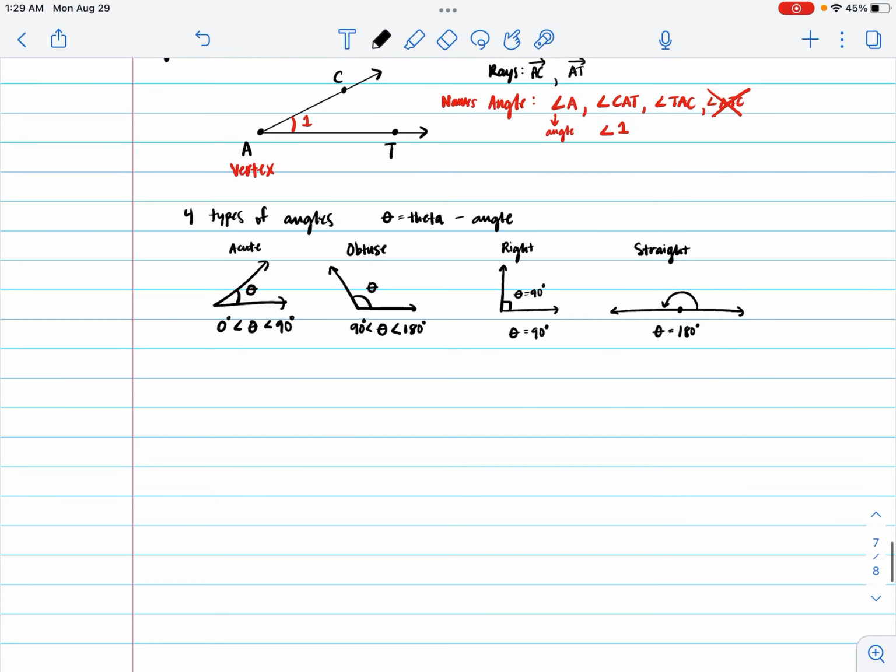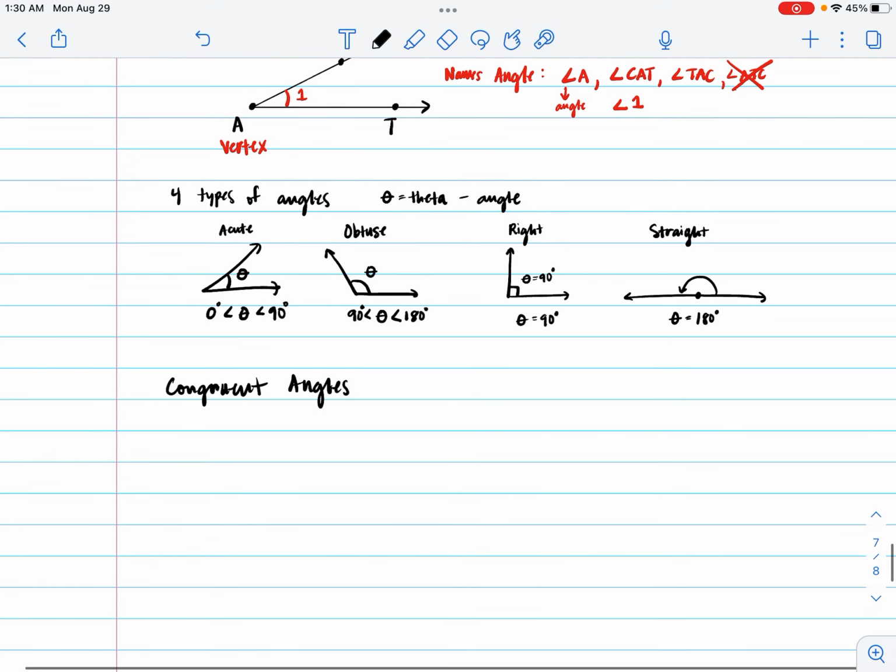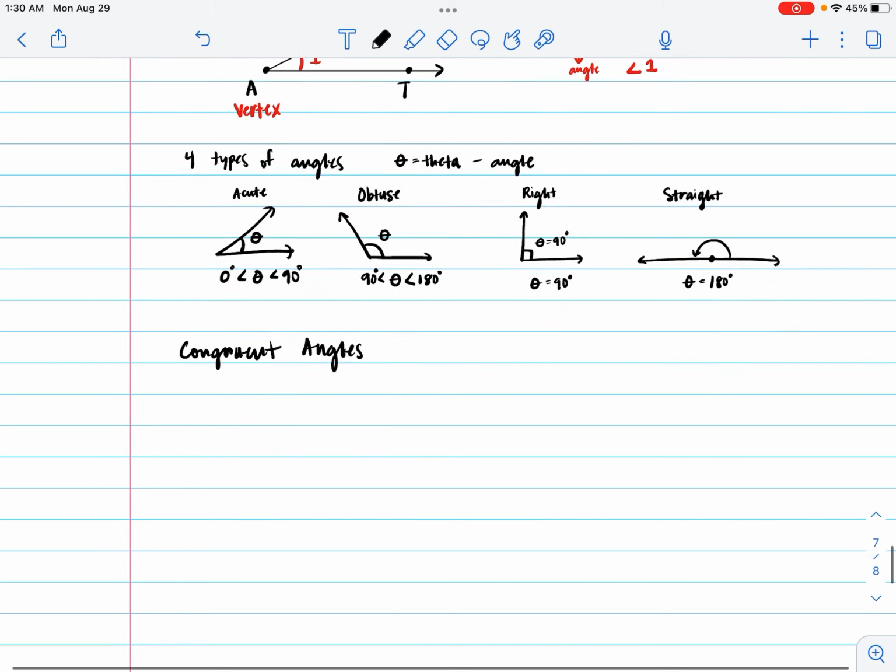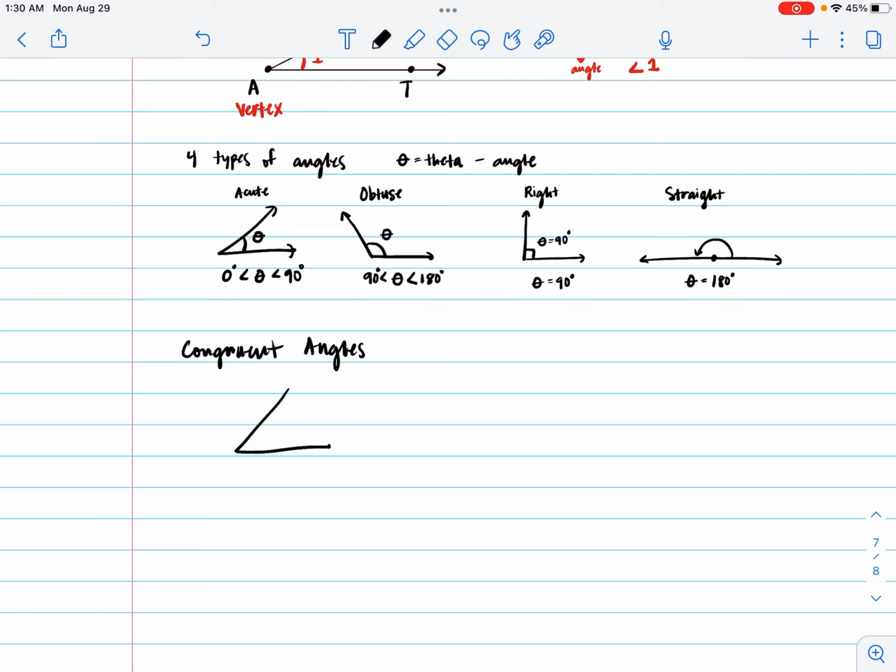We also have something called congruent angles. Now, we should know this. Hopefully, you can just tell by the definition. Because we know what congruent means, and we know what angles are, we should be able to tell what congruent angles are.